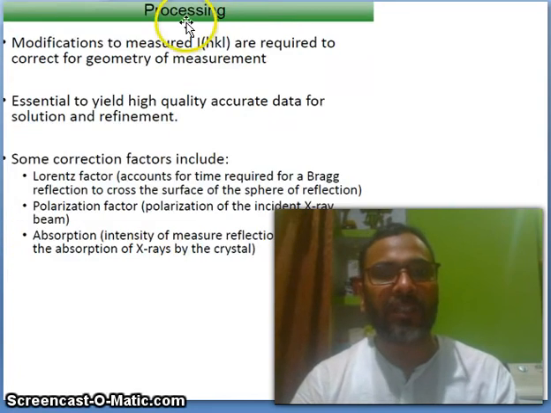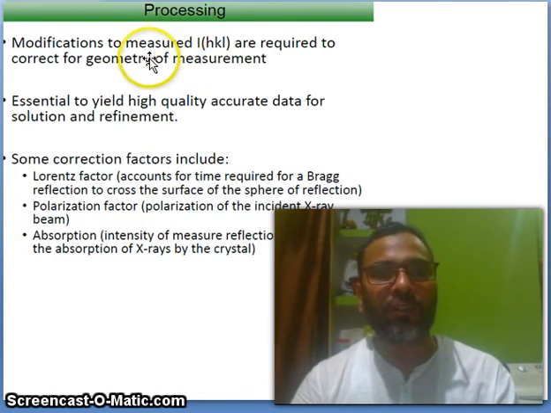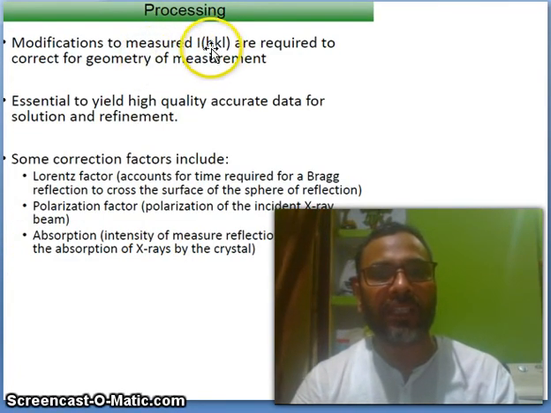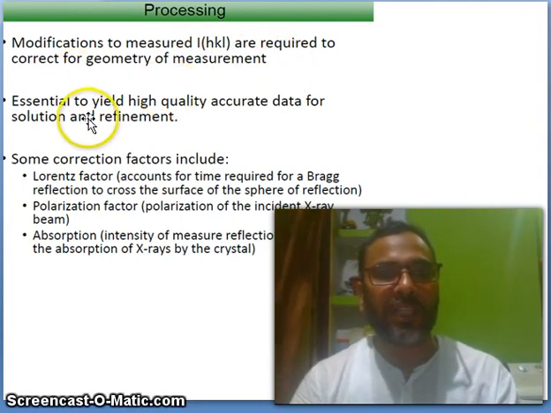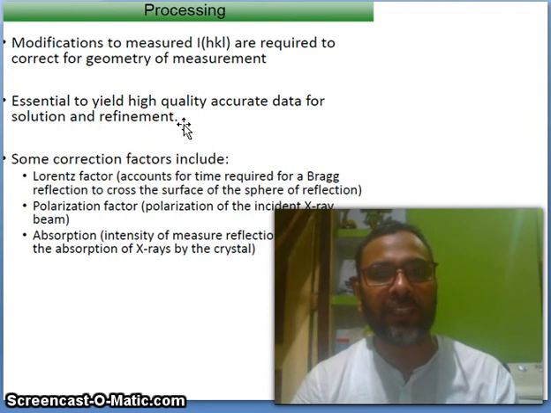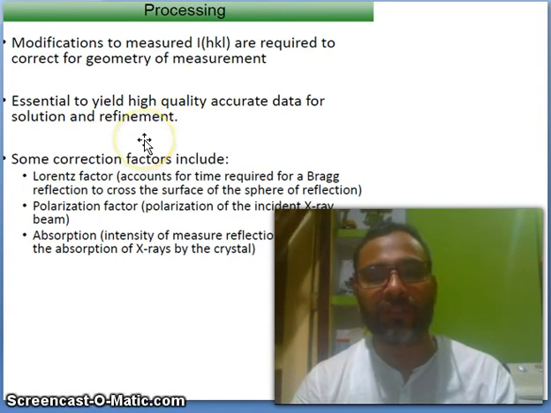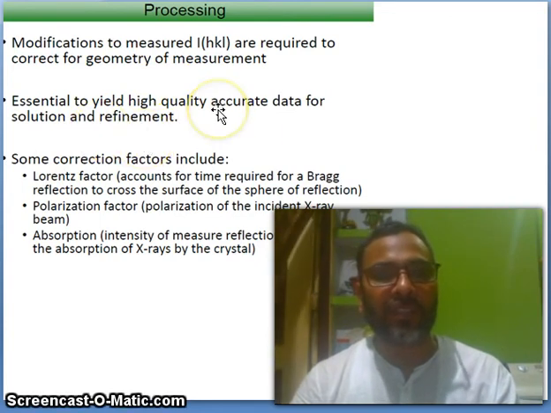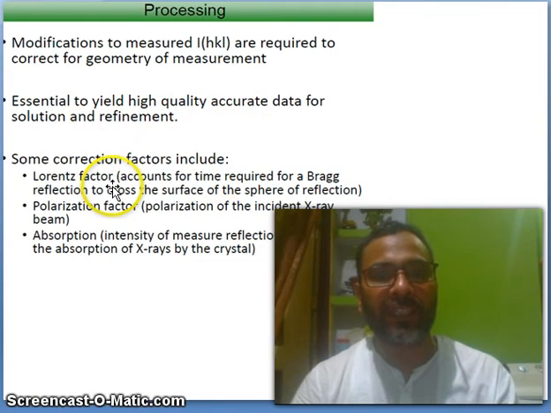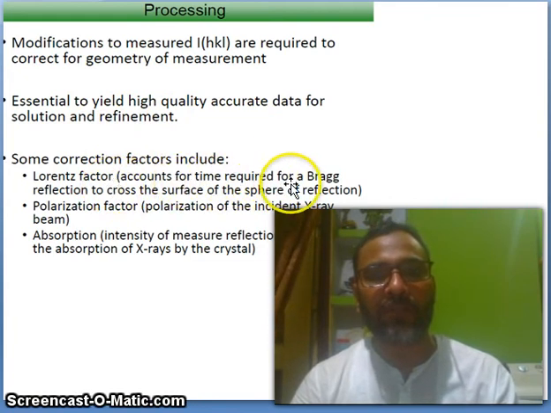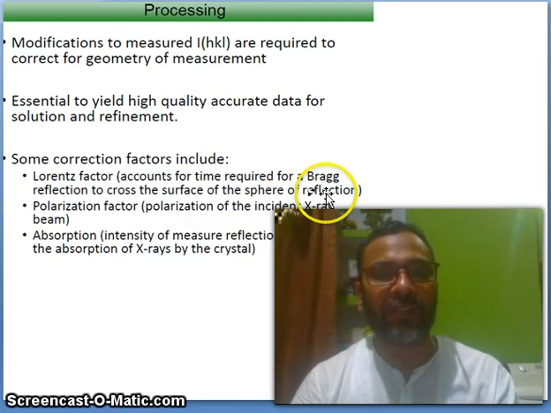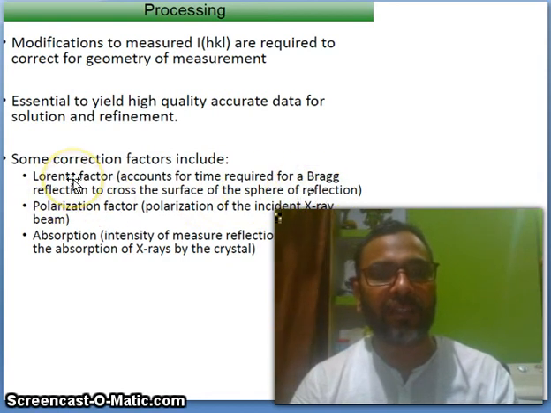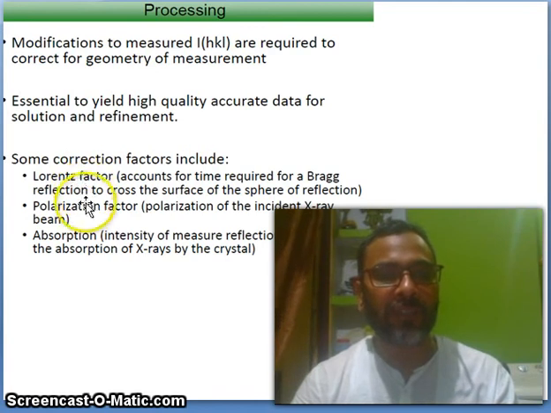One approach is to collect all crystals as though they were triclinic; overall, estimated symmetry can yield incomplete data. Processing: modification to measured I-HKL, intensity of HKL, is required to correct for geometry of measurement. Essential to yield high quality accurate data for solution and refinement. Some correction factors include the Lorentz factor, which accounts for the time required for a Bragg reflection to cross the surface of the sphere of reflection. I already discussed this in the previous uploaded video.